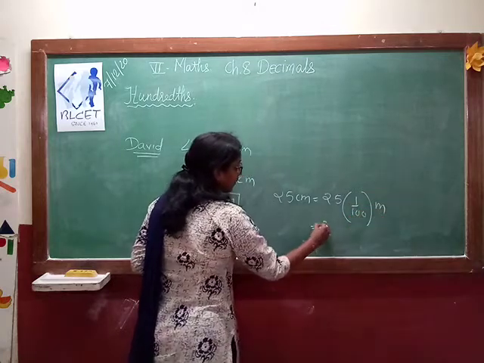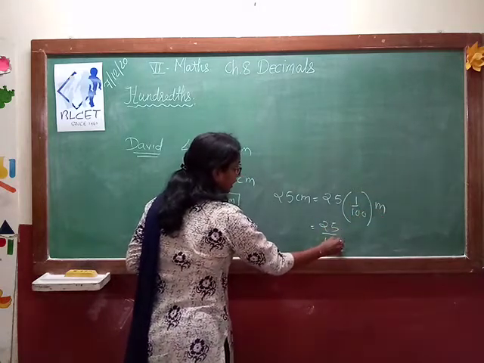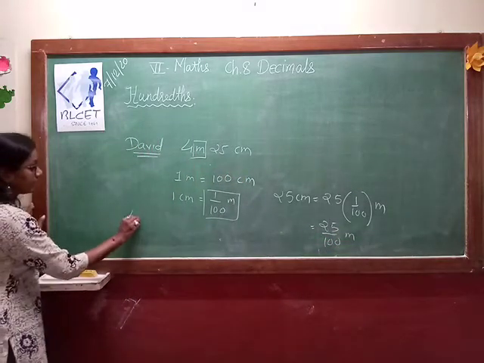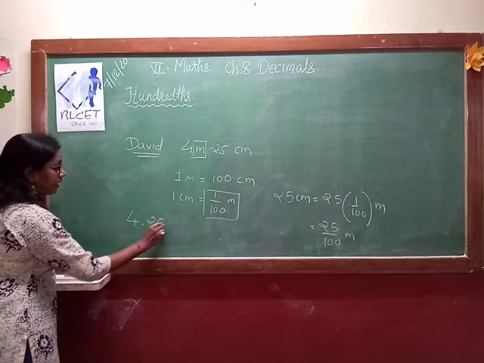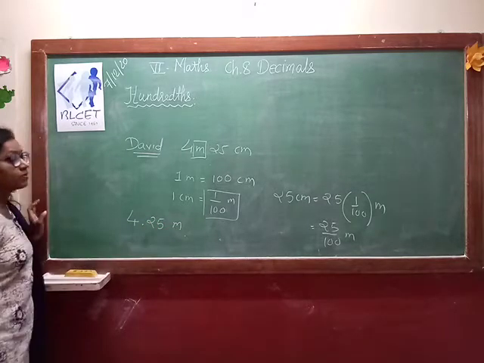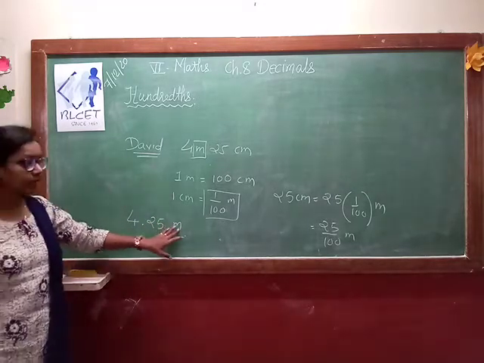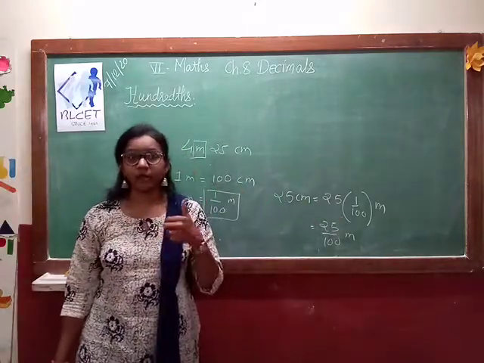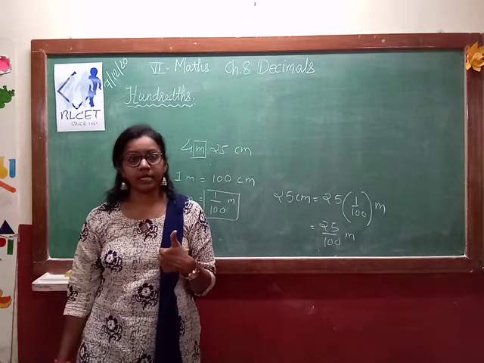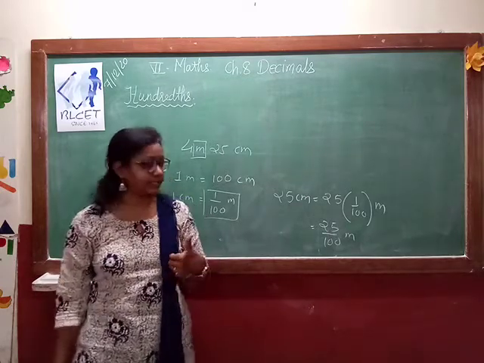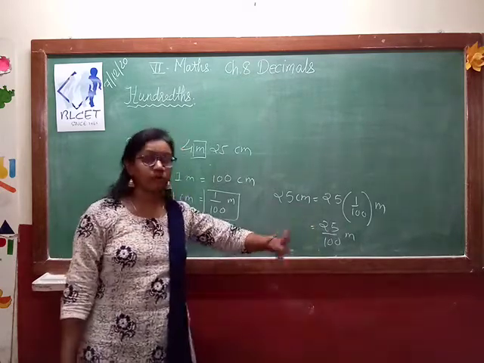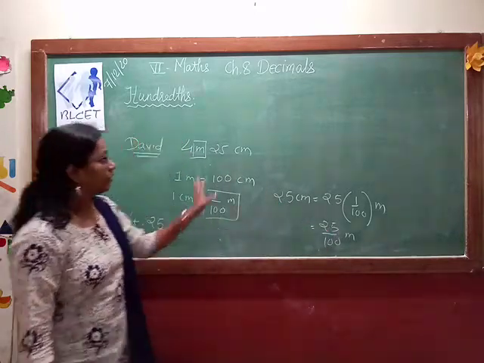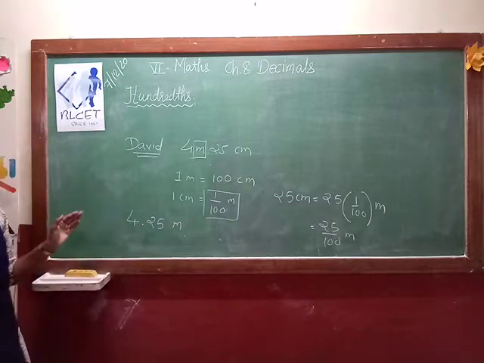So what is the answer? 25 divided by 100 meter. So the answer is 4.25 meter. This way we can convert centimeter into meter. This 1 by 100 means out of 100, one part is there. 25 by 100 means out of 100, 25 parts we are considering. So this is how you can understand the concept of hundredths.